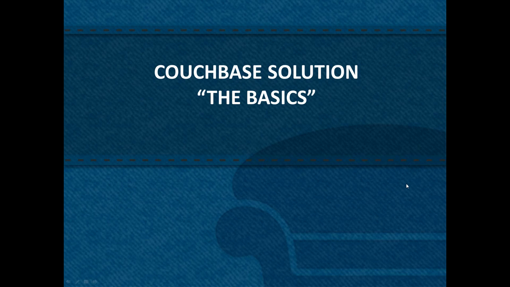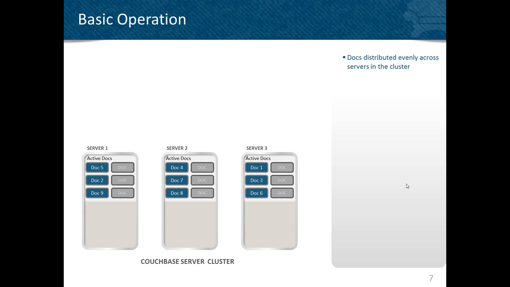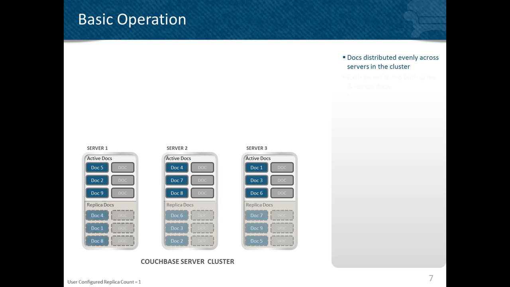Let's talk a little bit about how Couchbase itself works. If within a cluster of 3 nodes, you'll see that all of your active data, this is the data that your application is reading and writing to, is evenly distributed across the whole cluster. In addition, each of those documents, each of those pieces of data is replicated to another node in the cluster.